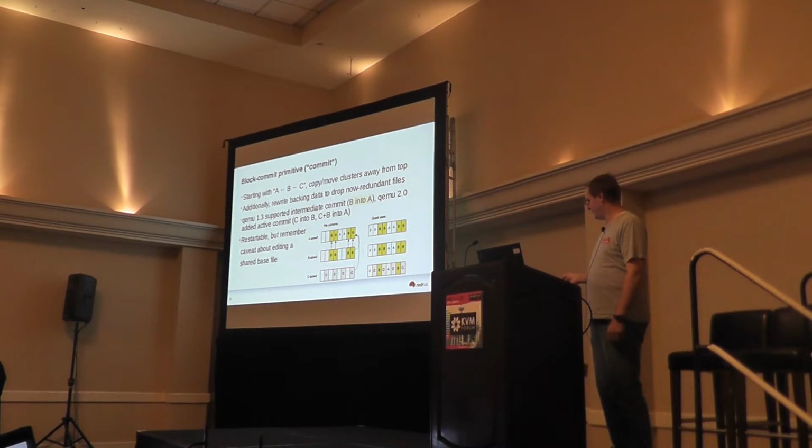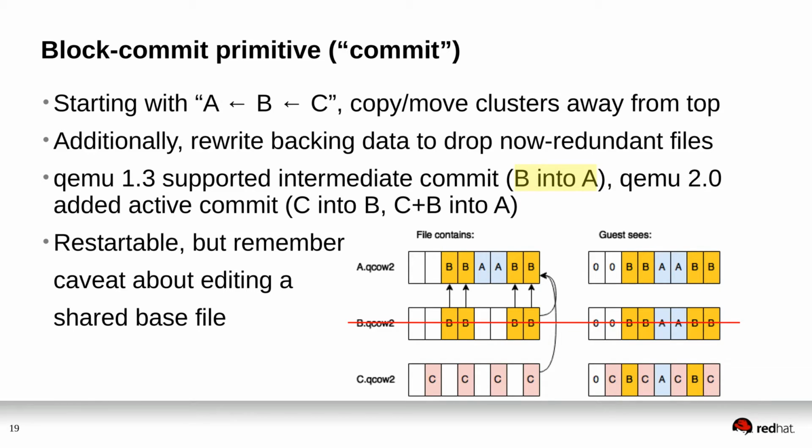We also rewrite the backing file for C to point to A because that's the same contents that it was getting from B, and we can throw B away. Our chain is now shorter.